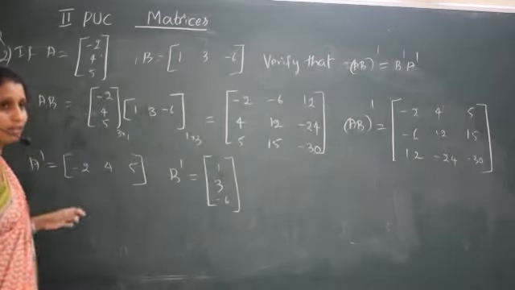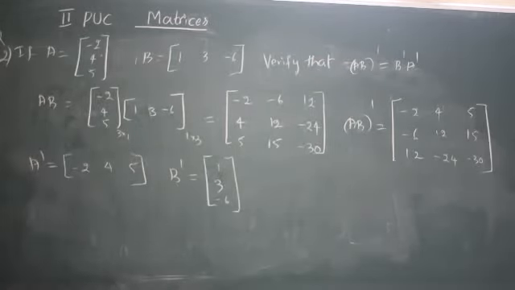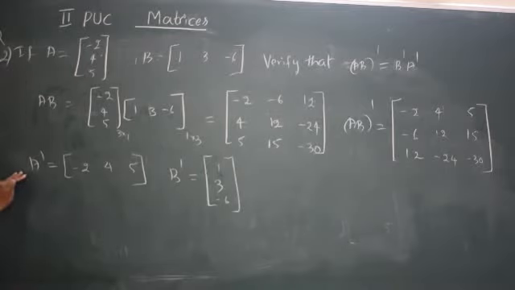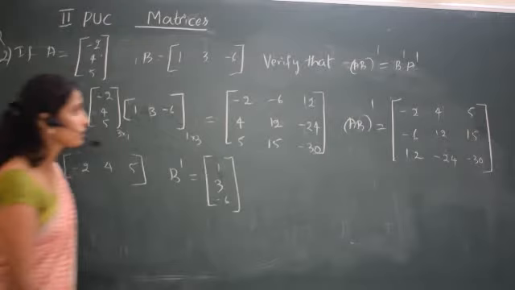We cannot calculate A transpose B transpose because for the matrix multiplication there should be a condition: the number of columns of the first matrix should be equal to the number of rows of the next matrix. Therefore we have to calculate B transpose A transpose only. So what is B transpose A transpose?